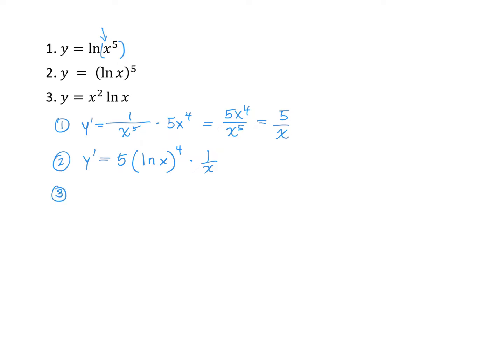And problem number 3, what rule are we going to have to apply here? Well, we're going to have to apply the product rule. We have the product of two things. So y prime is going to be equal to the first term times the derivative of the second, and the derivative of the second is just 1 over x, and then plus the second term times the derivative of the first, which is just 2x.